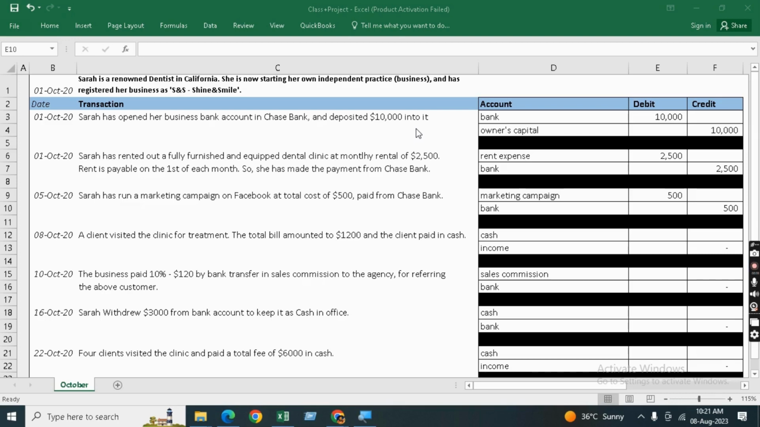So in this case, one impact is on the Chase Bank, since the money is coming into the bank, so the bank is debited by $10,000. And the question is where the money is coming from. So we know that Sarah has deposited $10,000 into the bank, so owner's capital will be credited by $10,000.